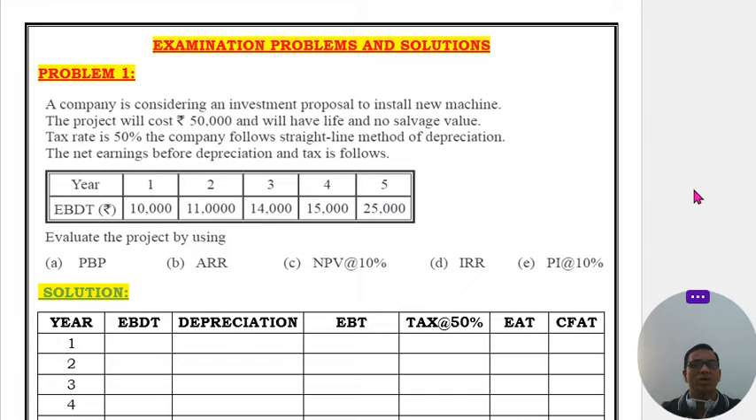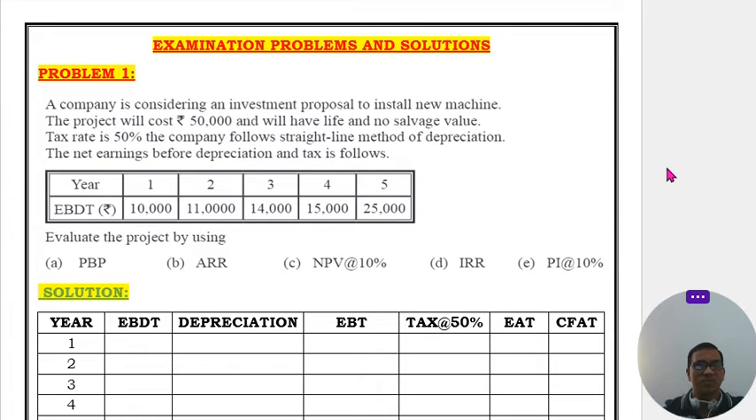So in this video, I am going to solve some examination problems using capital budgeting techniques, tools or methods. Let us start the first problem taken from the examination paper. A company is considering an investment proposal to install a new machine. The project will cost 50,000 rupees and will have a life of 5 years and no salvage value.